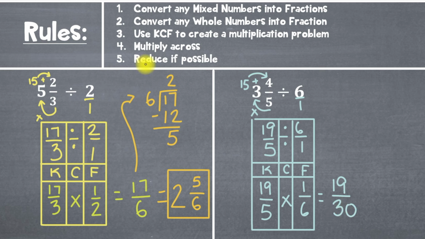And step 5 is to reduce if possible. But the problem is that it's not possible here. 19 is a prime number, which means it can't be reduced. Since that can't be reduced, this can't be reduced with it. And that means our final answer is 19 over 30.